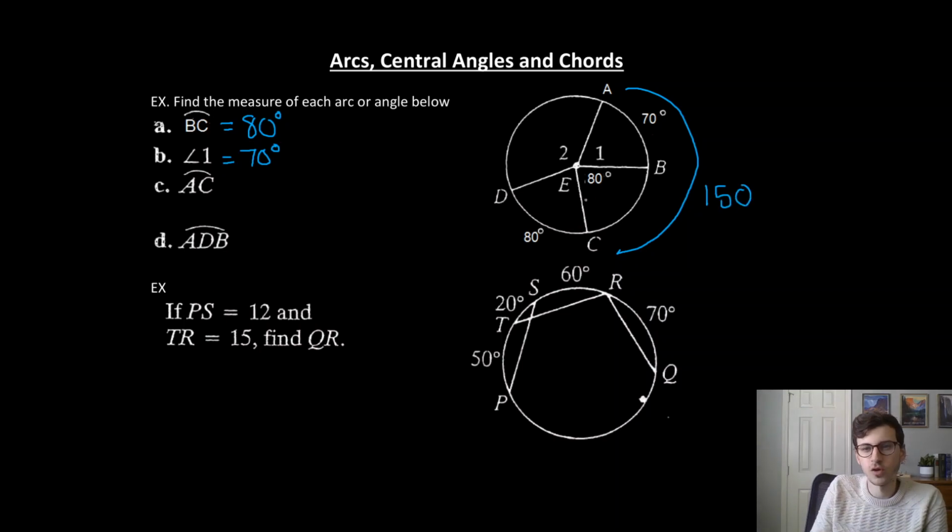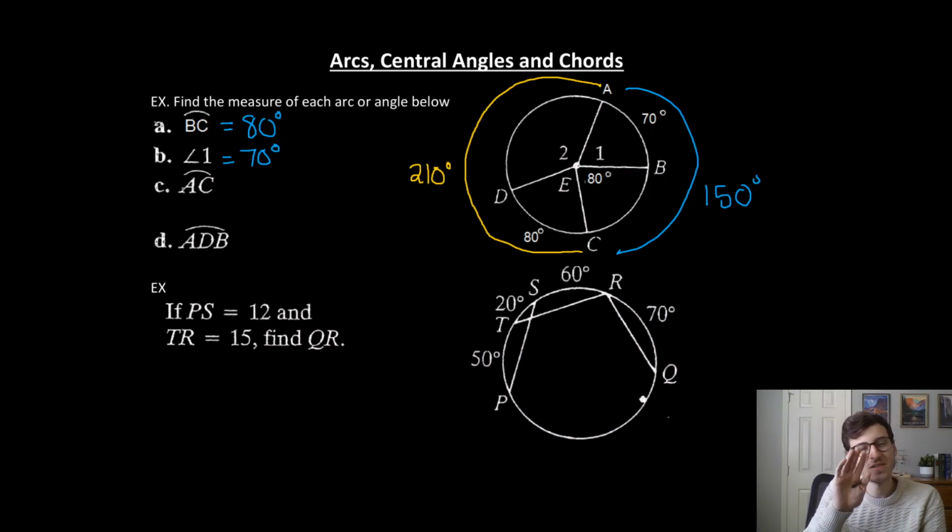Total around a circle is 360. So that means this arc right here would be 210 degrees. So remember, AC is the minor arc, which means it's the arc that is less than half. Well, 150 is less than half, so AC is 150 degrees.